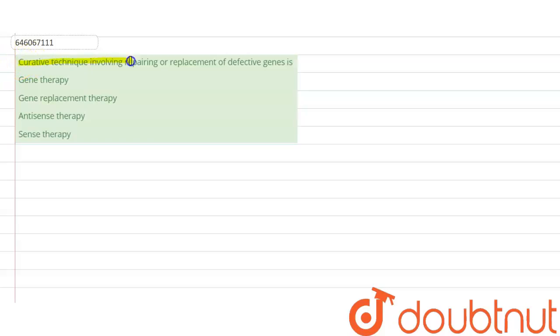Hello everyone, we have a question here. Curative technique involving in repairing or replacement of defective genes is option 1 gene therapy, option 2 gene replacement therapy, option 3 antisense therapy, and option 4 sense therapy.